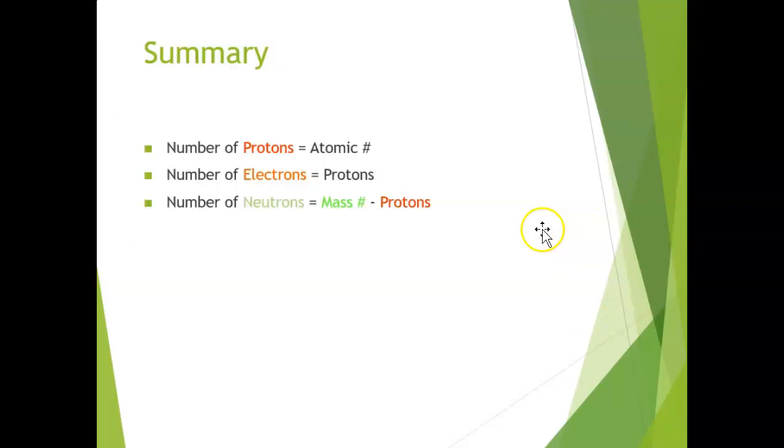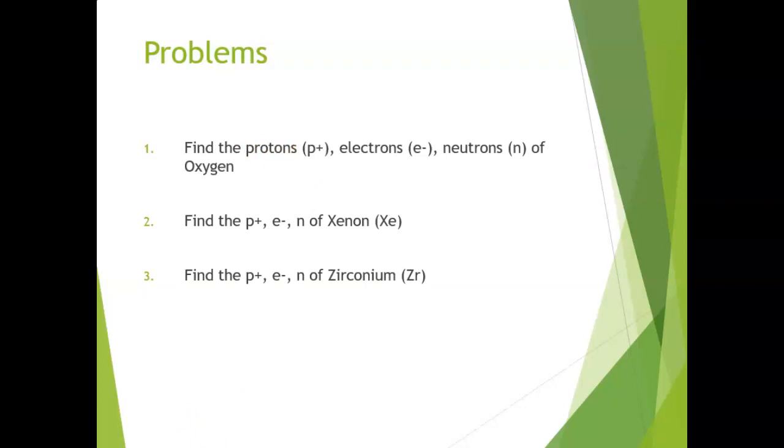All right, summary. Number of protons equals the atomic number. The electrons equal the protons. And then the neutrons equal the mass number minus the protons. Okay. All right, now what I want you to do is try some example problems out here real quick. If you have to pause the video, here are your 3 problems. You can pause the video right now. When you're done, resume the video, please.